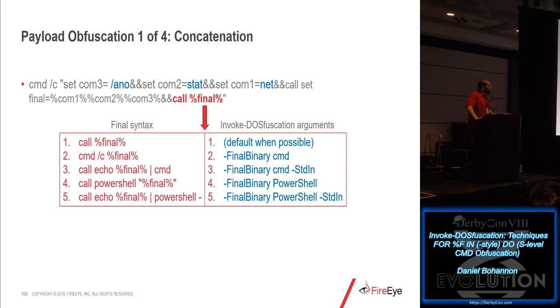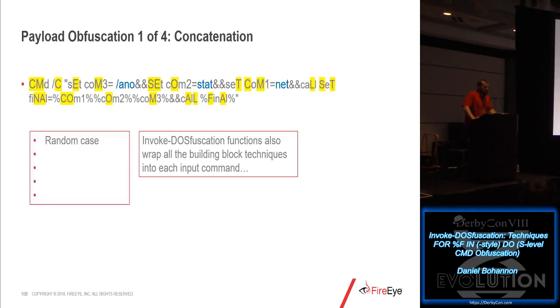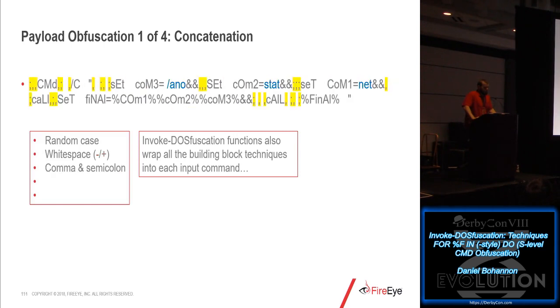So it's kind of an obfuscation inception that I definitely shouldn't have done because it took way too long to do, but it was definitely an interesting challenge to wrap 2 different languages together from a layered obfuscation perspective. And then Invoke-DOSfuscation will handle all the building block techniques that we talked about. So we can randomize the case, we can add white space, or remove white space.